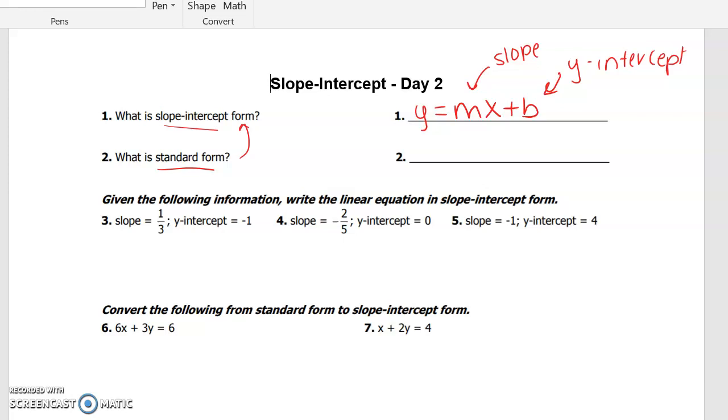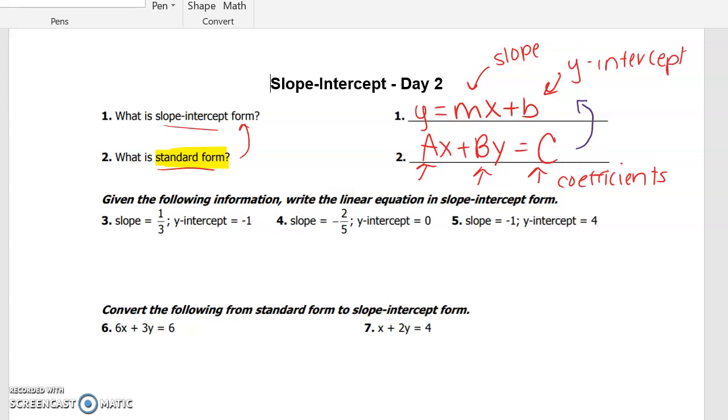So standard form is something new. Okay, so the standard form of an equation is actually ax plus by equals c. All right, and the a and the b and the c are all just coefficients or numbers, okay? And we're going to learn today how to go from an equation in standard form and convert it into slope-intercept, all right?